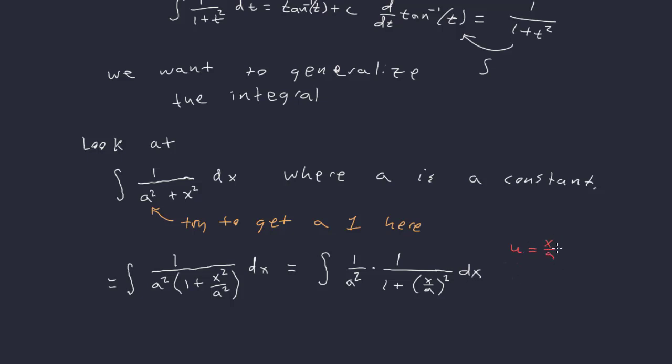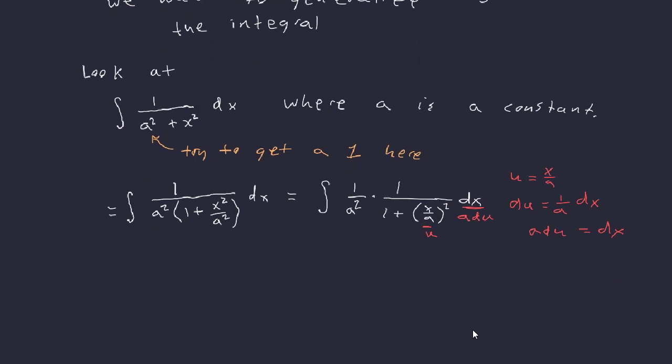Again, there are a lot of ways we could do this, but I'm just doing it this way. So if u is x over a, du is going to be 1 over a dx. Now I'm going to move that a over to get a du is equal to dx. So when I do my u substitution, this x over a will be my u, and my dx is going to become a du. All right, let's give ourselves a little more room now.